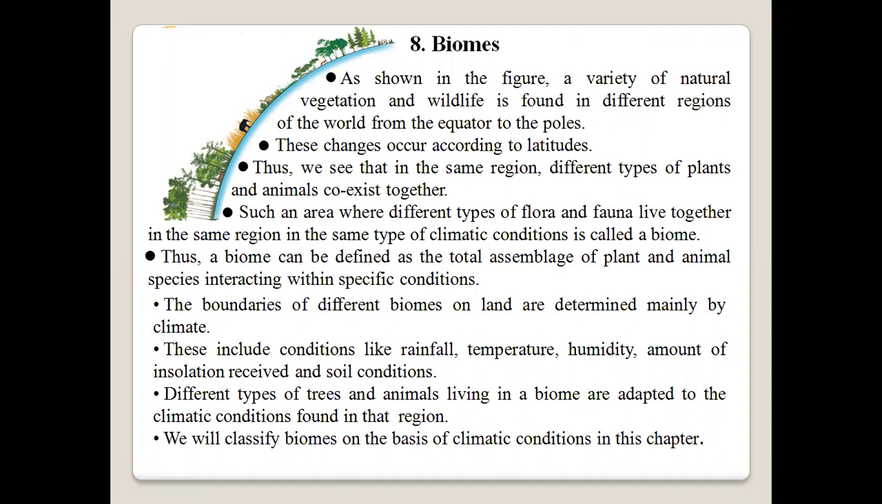This includes conditions like rainfall, temperature, humidity, amount of insolation received, and soil condition. Different types of trees and animals living in a biome are adapted to the climatic conditions found in that region. We will classify biomes on the basis of climatic condition in this chapter.